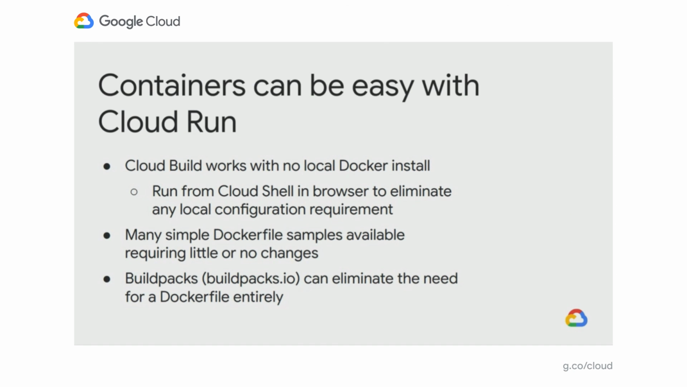You can start with a lot of Dockerfile samples that are close to what you need, so you don't have to learn how to create Dockerfile specifications from scratch. And in fact, depending on what you need your container to do, you may not have to have a Dockerfile at all. Buildpacks, which are described at buildpacks.io, can eliminate the need for a Dockerfile entirely. They can actually look at your source code structure and create the container from that. I don't think you're going to find a buildpack, however, that can handle Pascal.